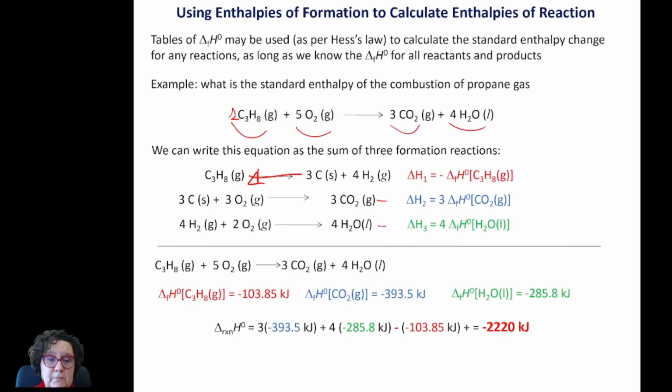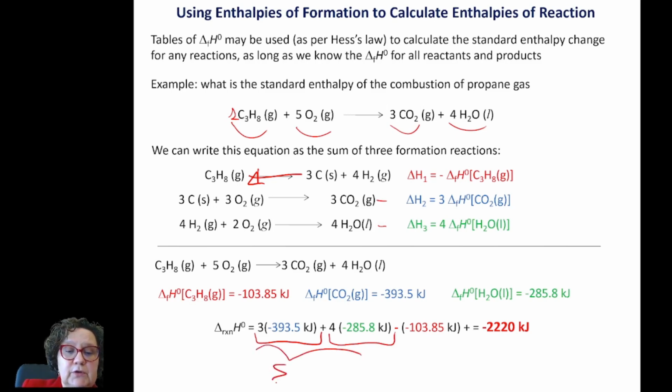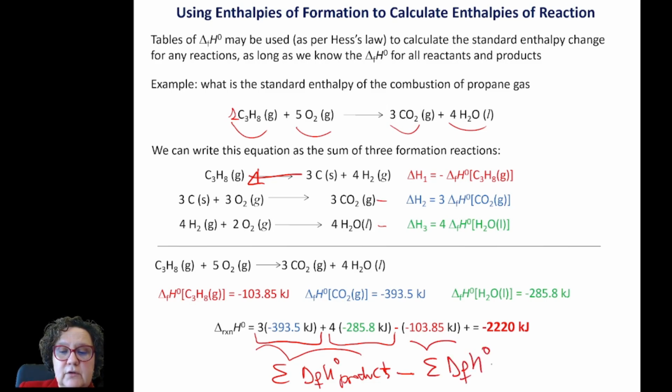So when I put all my information in my equation, I've got that I'm making 3 moles of CO2, and each mole of CO2 releases minus 383.5 kilojoules when it's made. And my other product is water, and I've got 4 moles of the water. So these are the products. This would be what we call the sum of the enthalpies of formation of the products, minus the sum of the enthalpies of formation of the reagents.